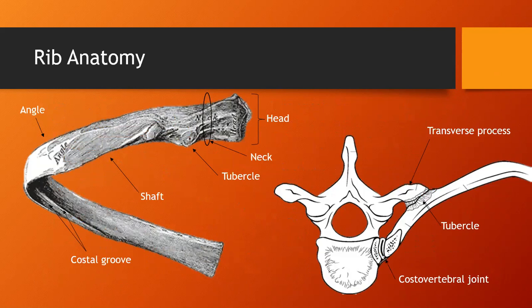All right, so you have your head. Next blank is going to be the neck, which is identified in your slide. And then you have your tubercle, which is lateral to the neck. And then finally the shaft.